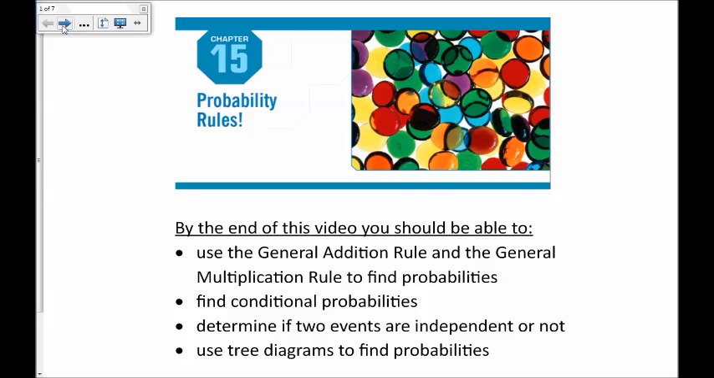In this video, we will discuss some probability rules. By the end of this video, you should be able to use the general addition rule and the general multiplication rule to find probabilities. You should be able to find conditional probabilities, determine if two events are independent or not, and use tree diagrams to find probabilities.